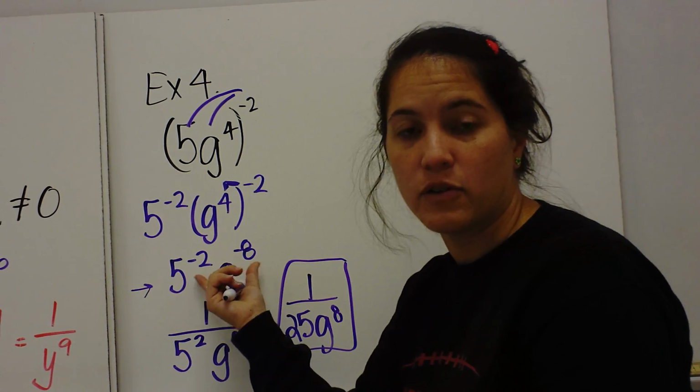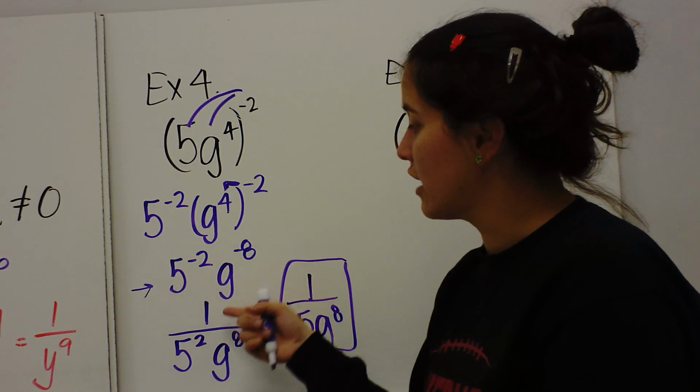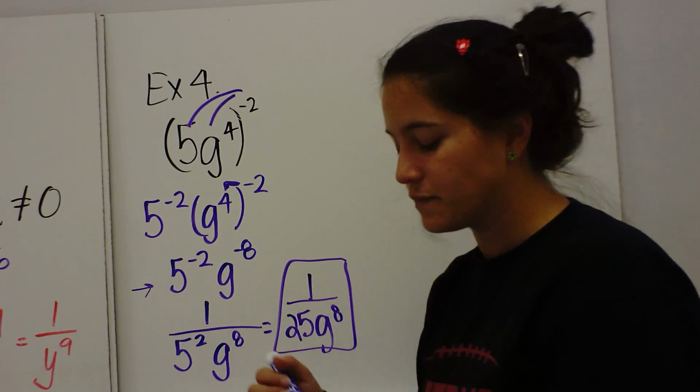Again, we've gone over negative exponents. You have to move them to the bottom. And since I don't have anything left, I put a 1 in my numerator.